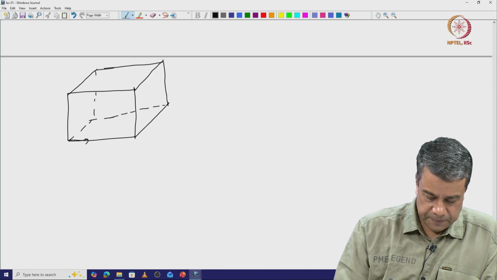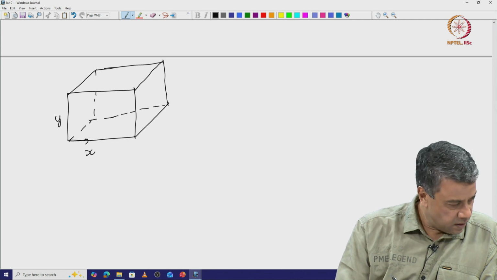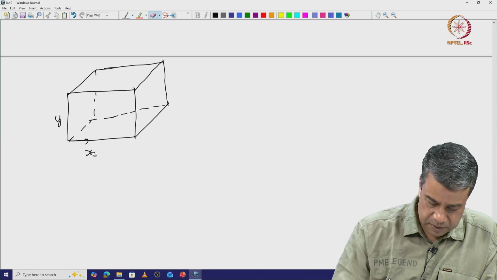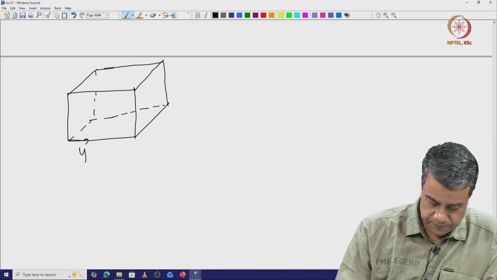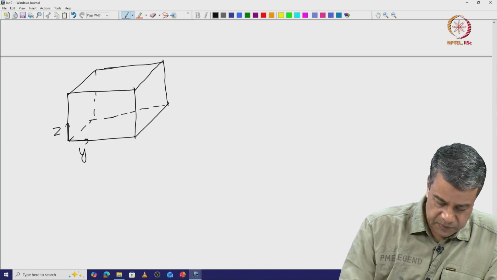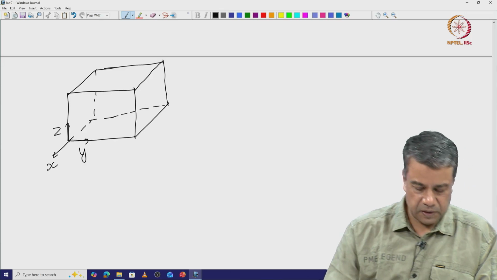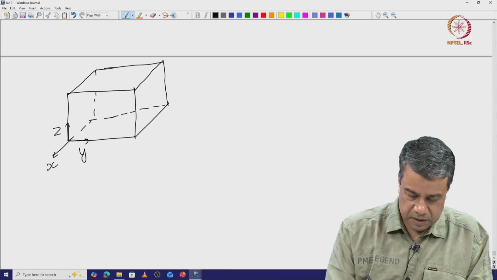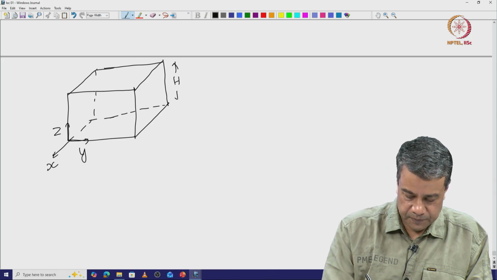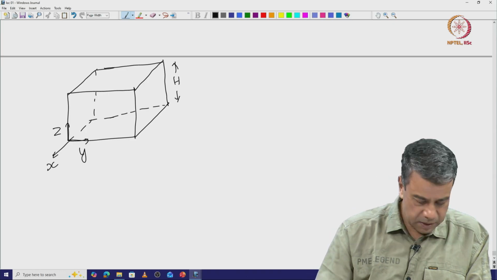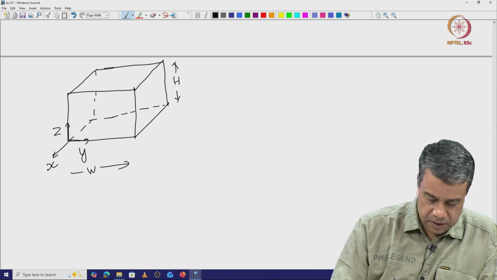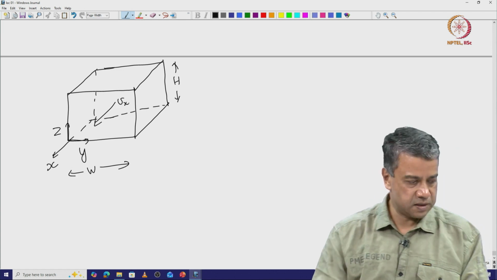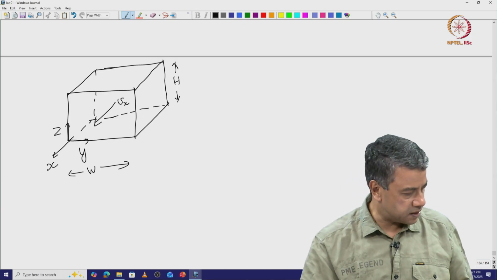A rectangular channel with coordinates x, y and z, sorry, let me use y and z, and x is the coordinate along the channel in the streamwise direction. Height is h, and width is w. So, the height in the z direction is h, width is w, and the flow is in the x direction, Vx.